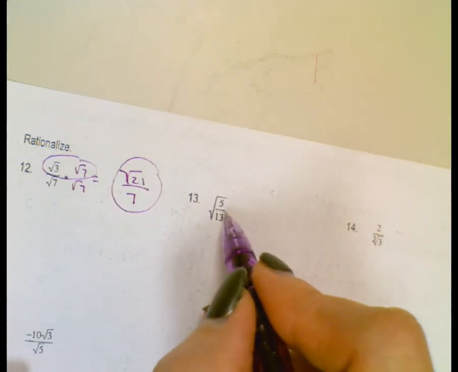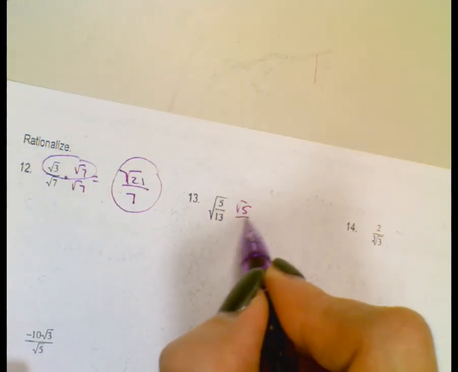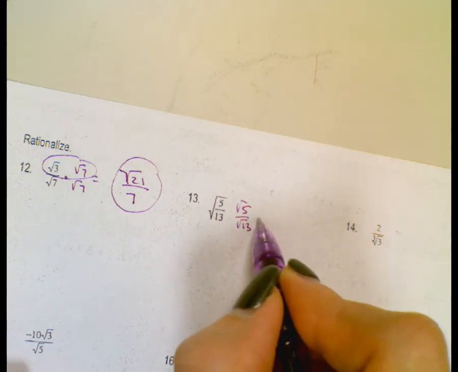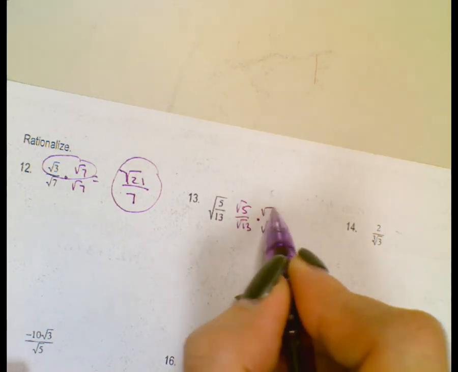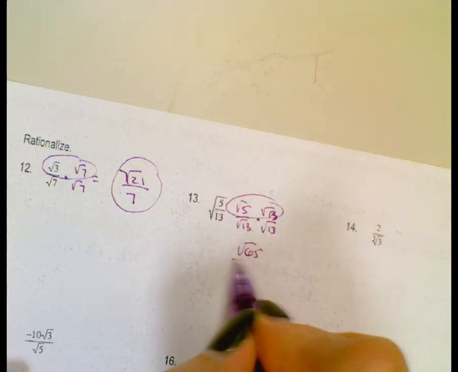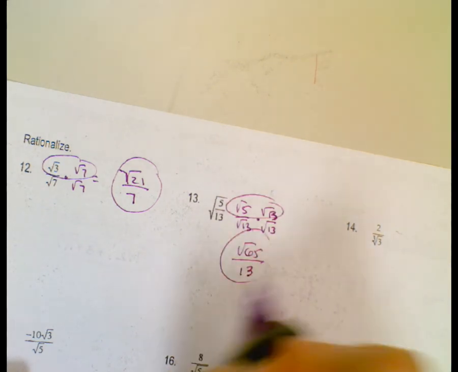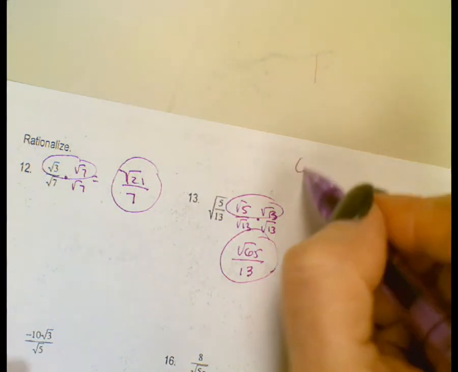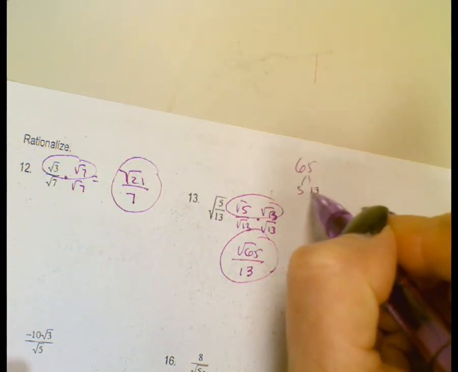This one, you're not allowed to have a fraction under a radical, so split them up. Now rationalize. Multiply by radical 13. So this is square root of 65 over 13. That's your answer, because 65 is just 5 and 13. You can't do anything to it.